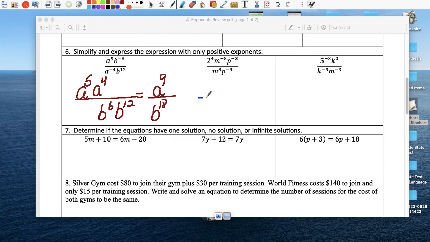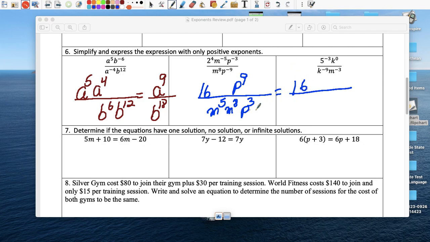Next one, let's do it in parts. 2 to the 4th, well, the 4 is a positive exponent. There are no coefficients downstairs, no other number, so it's just 2 to the 4th. So 2, 4, 8, 16. So 2 to the 4th, we're going to rewrite that as 16. Let's do the m. M to the negative 5 goes down here. M to the 8th stays, because it's already positive. P to the negative 3 is negative, so it's going to go down and become positive. P to the negative 9th power is negative, therefore it goes up. Not simplified yet, so 16, there's nothing else to do.